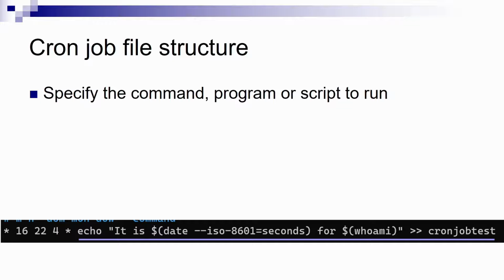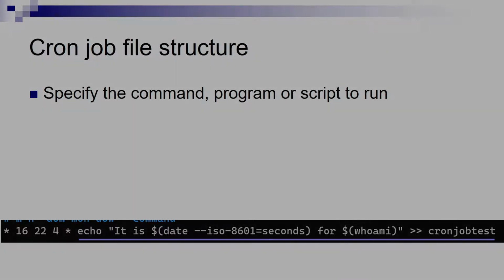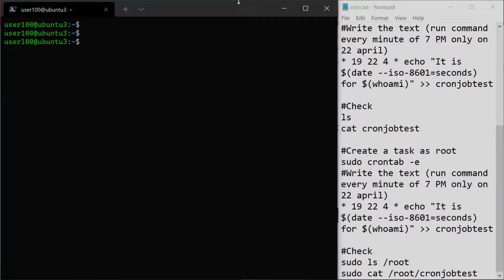And the last big part is the actual command that the cron job will run. So the first part that we saw specifies when the job should run, and in our case, it should run on 22 of April in the hour 16, which means 4 p.m., every minute of that hour. So that is enough theory for one video.